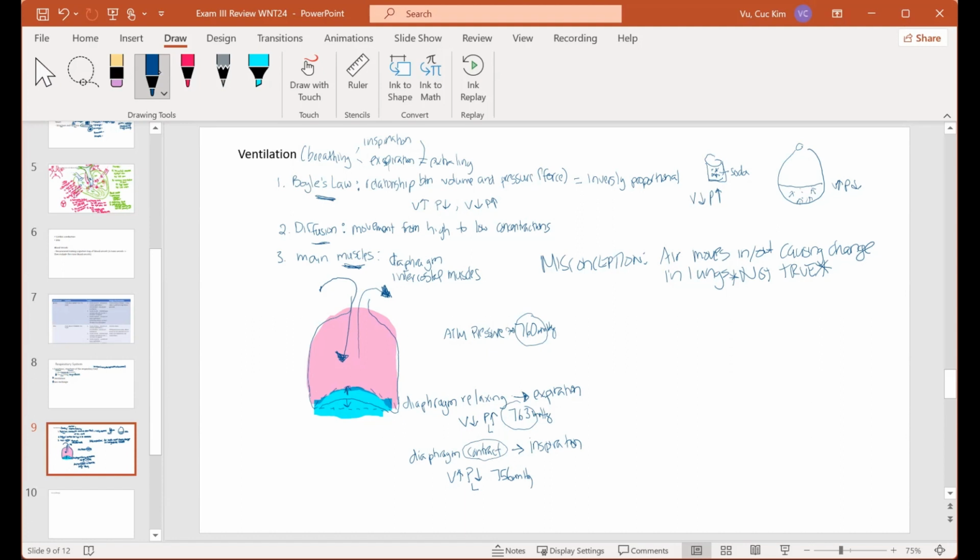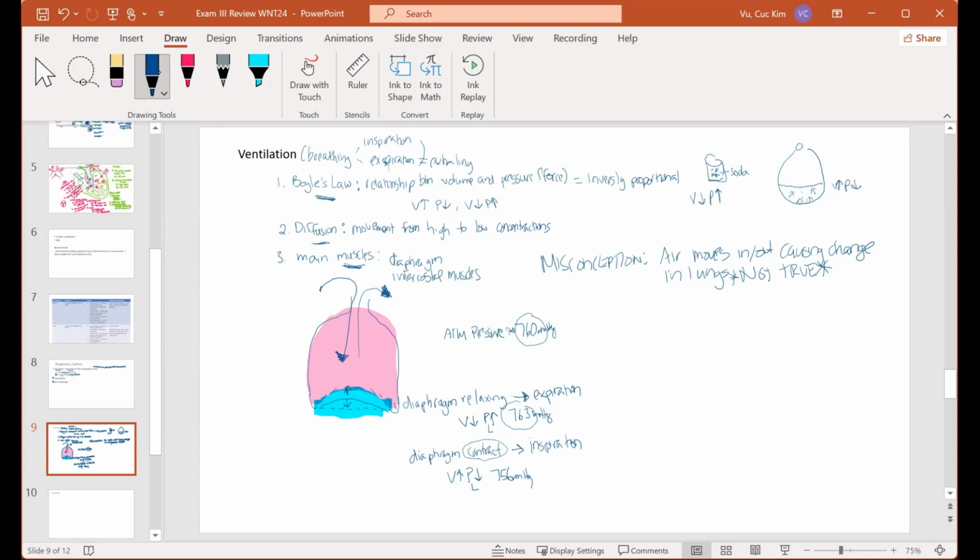So true or false? In order for inspiration to occur, the pressure inside of the lungs has to be equal to the pressure in the atmosphere. True or false? Perfect. What would make that statement correct? The pressure inside of the lungs must be what to the pressure outside in order for inspiration to occur? Yes. Less than. There you go.